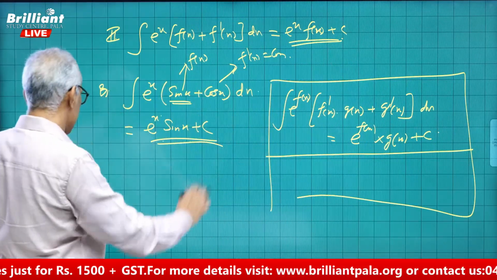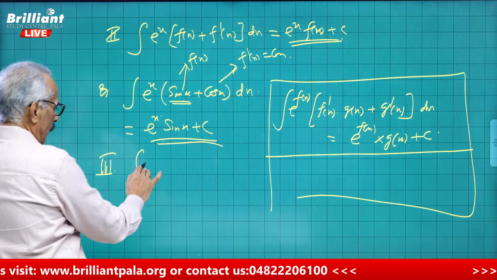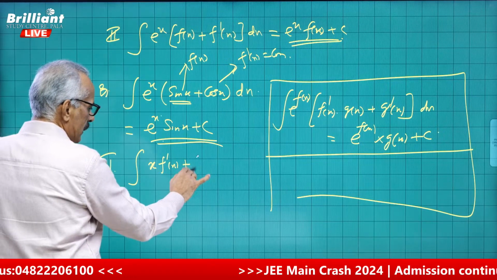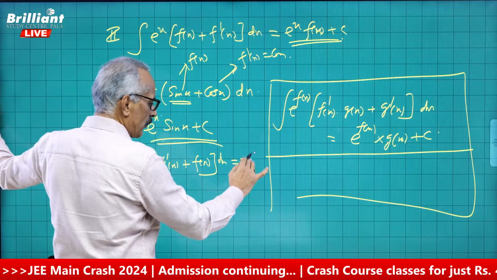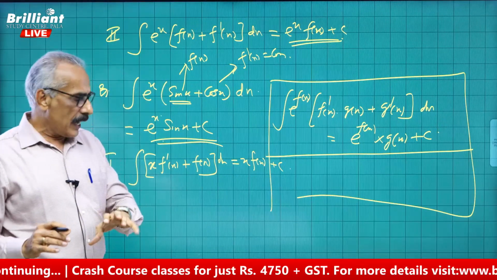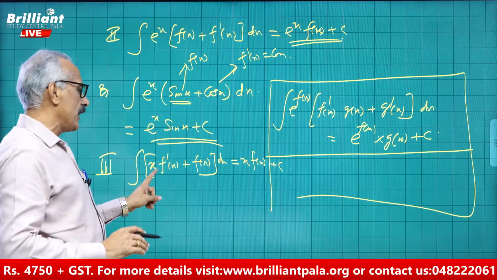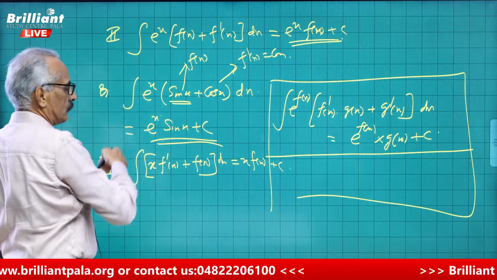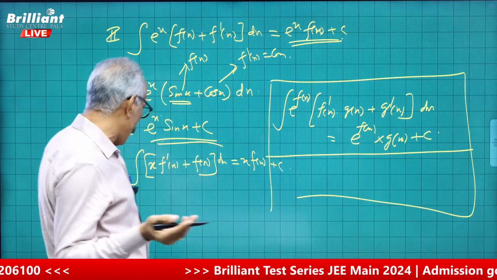Now, with this, also a third formula to remember: integral x into f dash x plus f of x. This is also another very good formula, that is x into f of x plus c. So whenever you have an x in the numerator, x into a function plus another function, that is x into f dash x plus f of x, the answer is x into f of x plus c. These two you have to remember. Similarly, integral e raised to ax into sine bx and all you have.